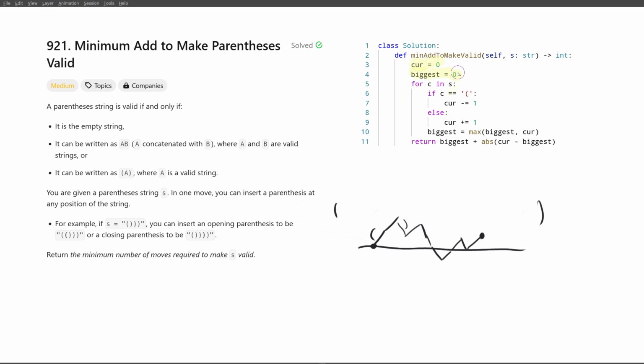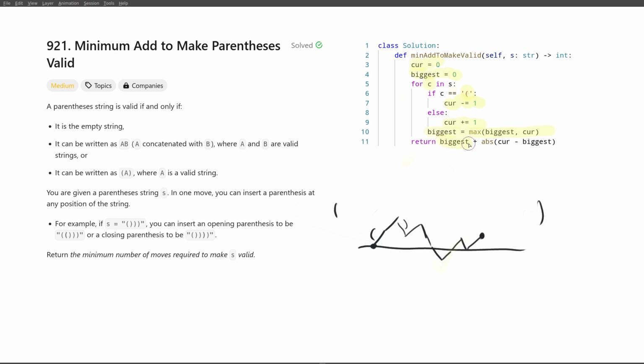And in this case, I'm using negative values to be a credit for being above the ground level, and positive values is that we're below the ground level. So for every character in our string, the opening parenthesis reduces the value of cur, closing one increases that value. And we'll of course maintain the biggest dip. And now, at the end, how much do we have to pay? How many parentheses do we have to add?